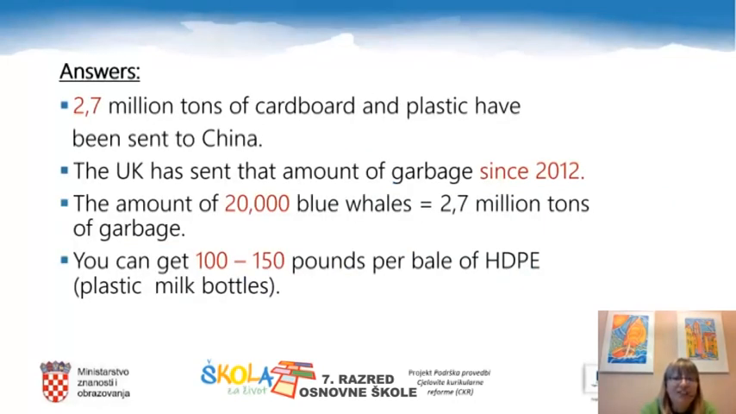Let's check the answers. 2.7 million tons of cardboard and plastic have been sent to China. The UK has sent that amount of garbage since 2012. The amount of 20,000 blue bales equals 2.7 million tons of garbage. You can get 100 to 150 pounds per bale of HDPE, plastic milk bottles. I hope that you knew all the answers.